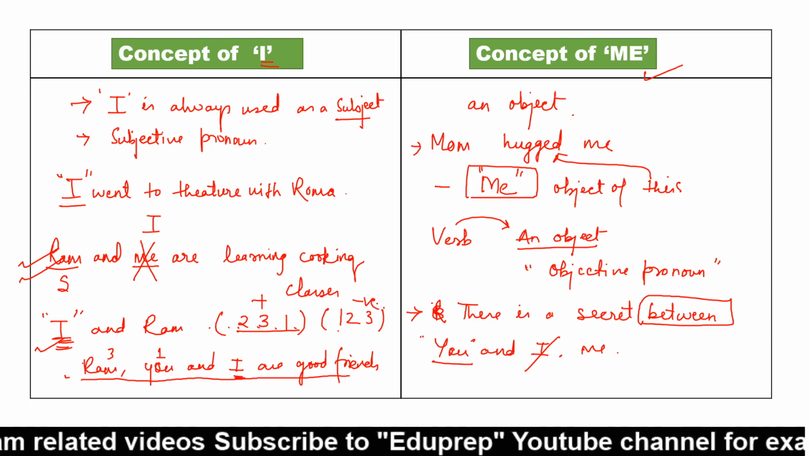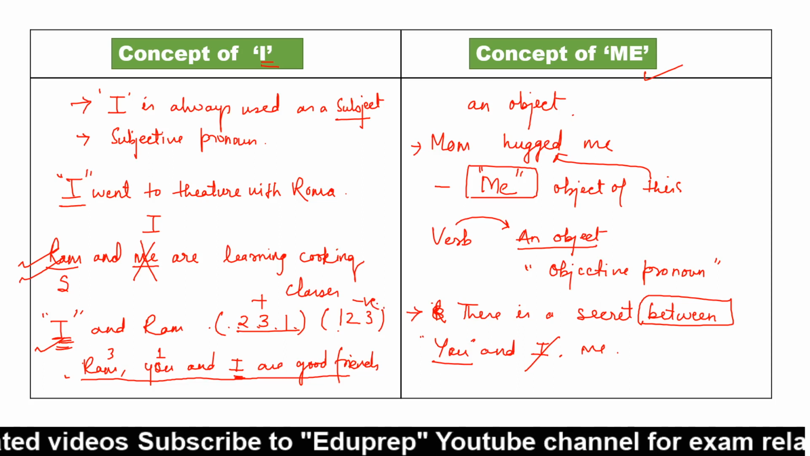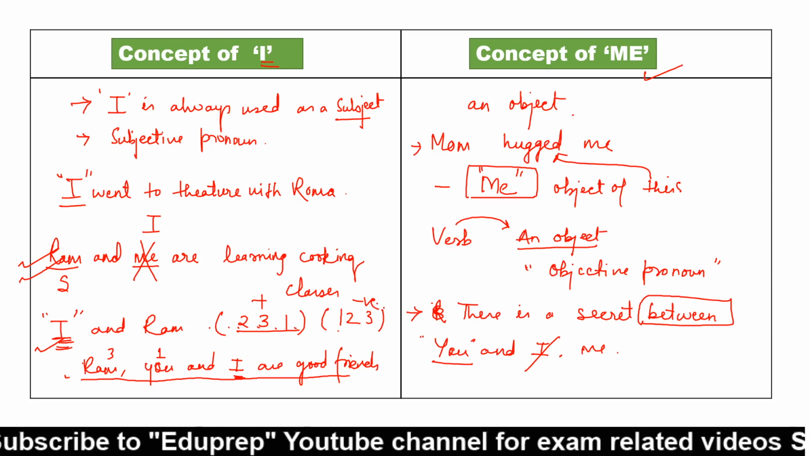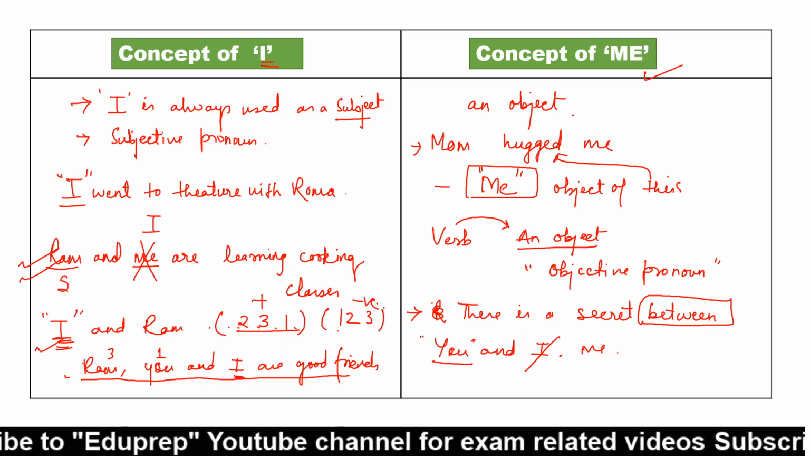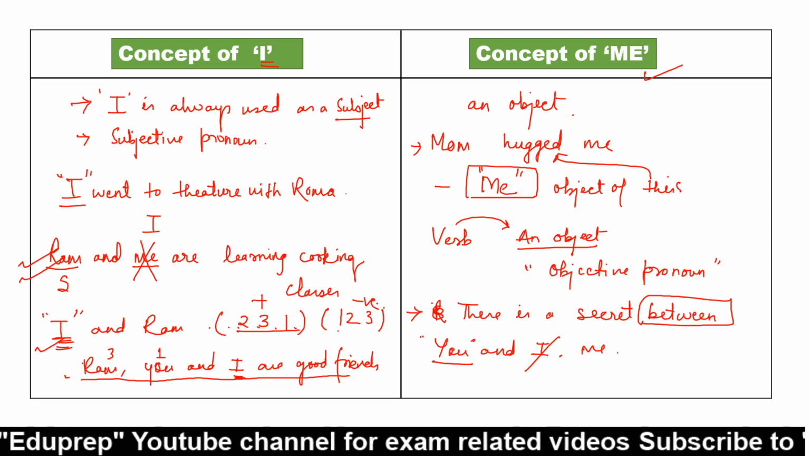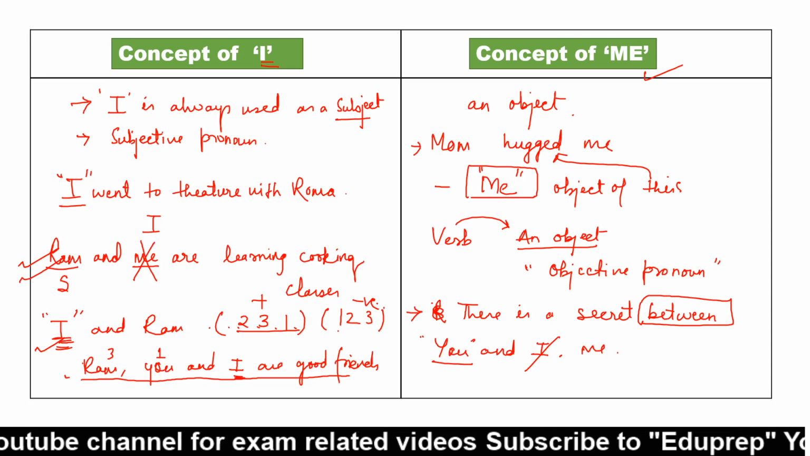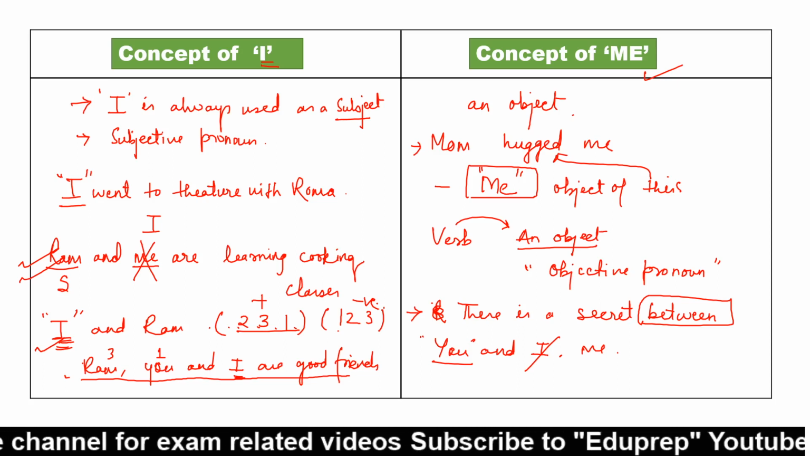You are not supposed to write I and Ram. This should always be Ram and I in the positive case, whereas if you have a negative clause or a negative sentence, then your sequence should be 1, 2, 3, or you can write I and Ram are responsible for the blunder. Am I clear?